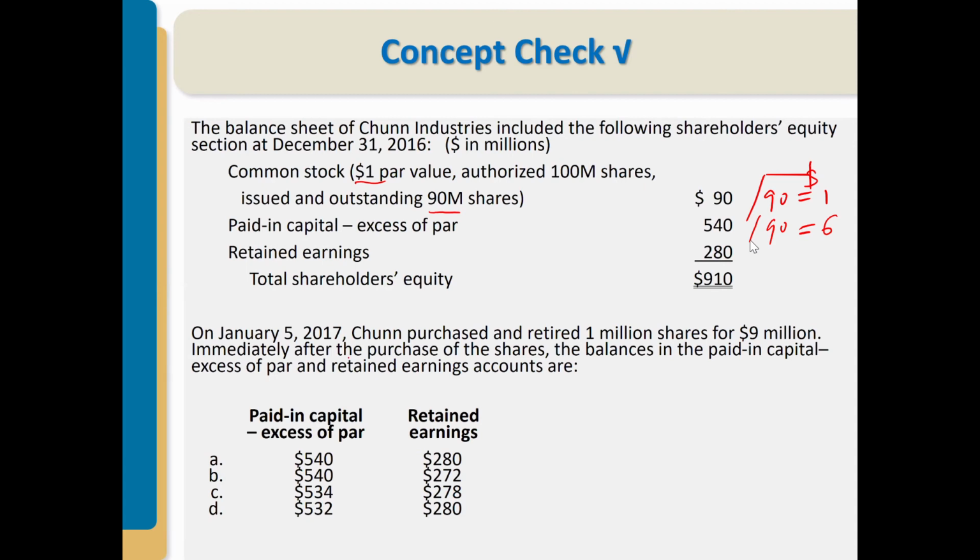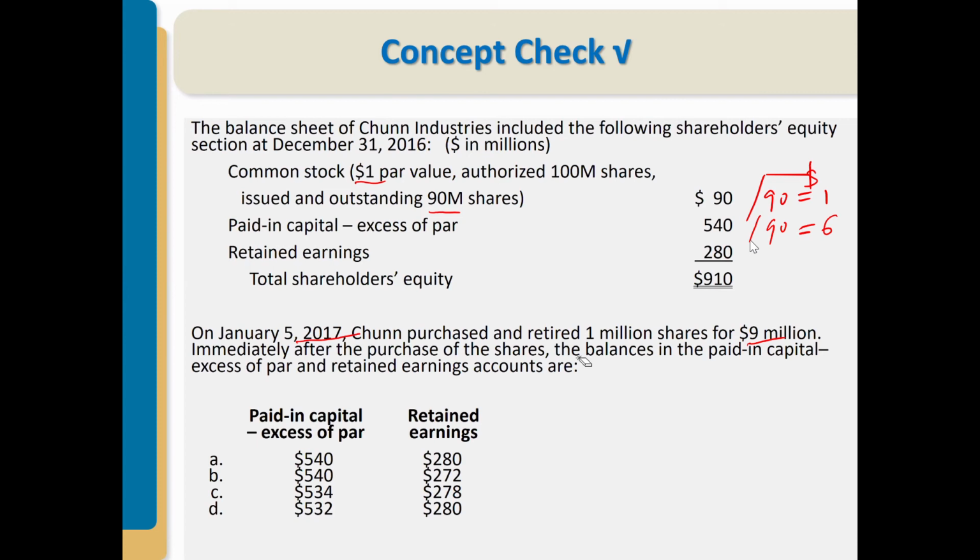Then, let's say in 2017, you repurchase and retire 1 million shares for 9 million. Immediately after the purchase of shares, what should the balances in paid-in capital in excess of par value and retained earnings be? Okay, so let's calculate this. You want to write a journal entry for this retirement. So retire 1 million shares, which is the first situation.